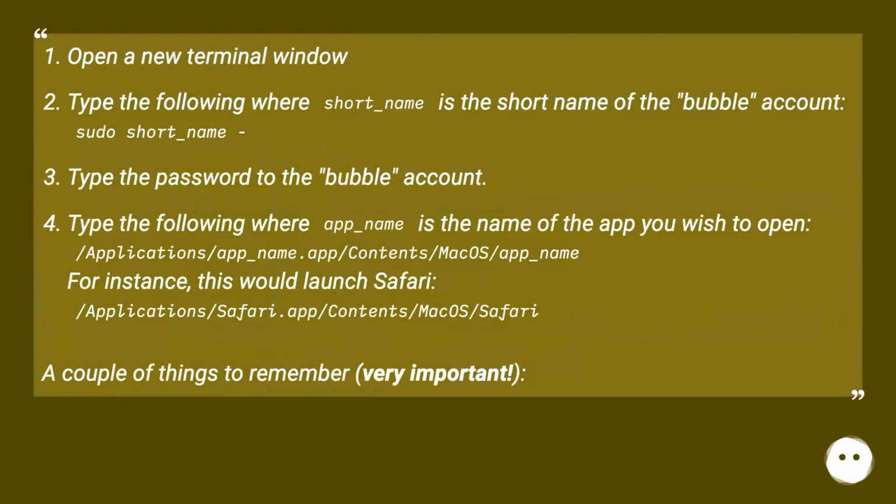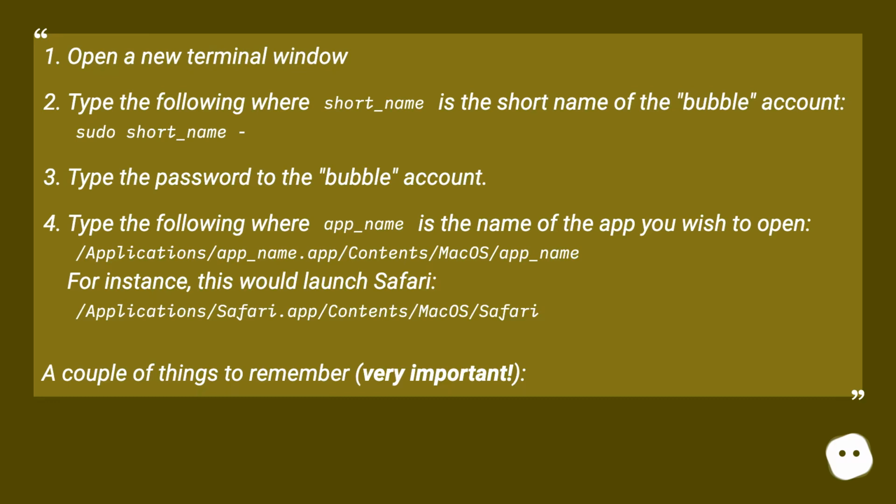Open a new Terminal window and type the following, where short_name is the short name of the bubble account: sudo -u short_name, then type the password to the bubble account. Type the following, where app_name is the name of the app you wish to open: open -a app_name. For instance, this would launch Safari.